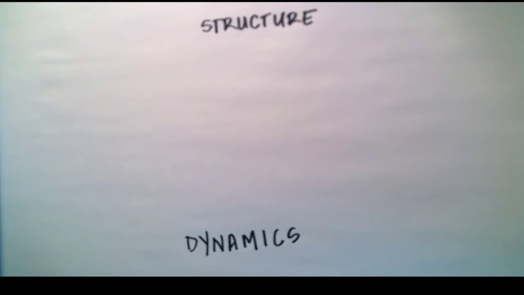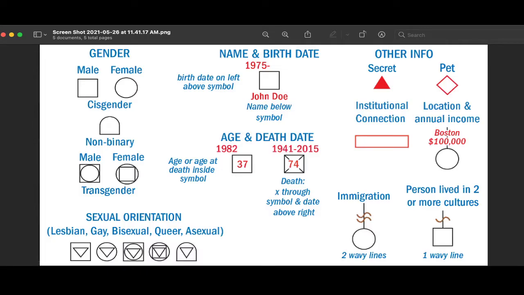Now, in order to do this, we have some symbols that we can use. As you can see, there are symbols for gender, name and date of birth, and other information. There are other symbols here, but we are going to start here. First we can depict the gender identities of all the people in the family, and we want to do that by drawing that out.